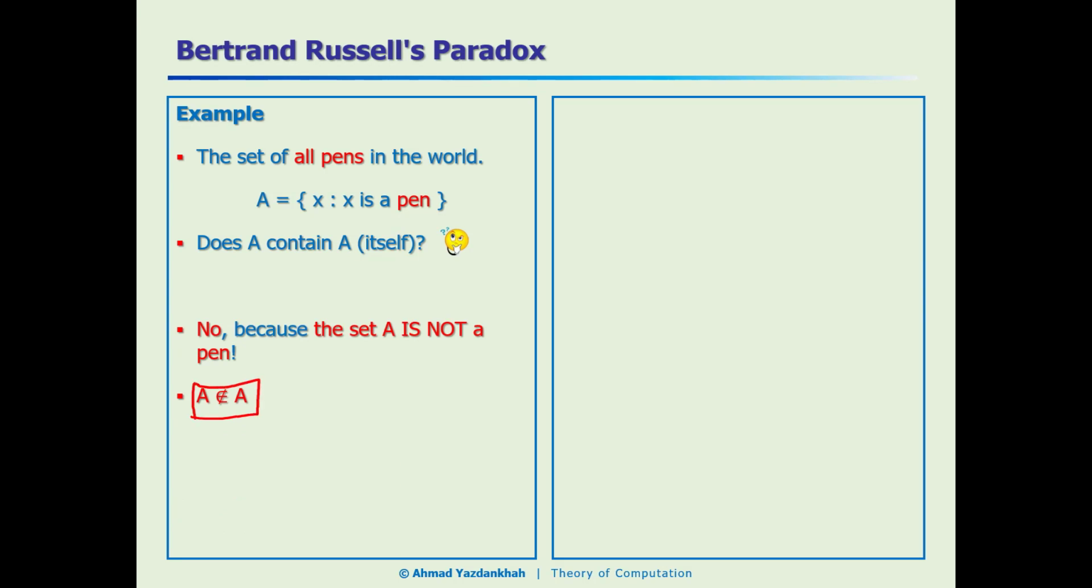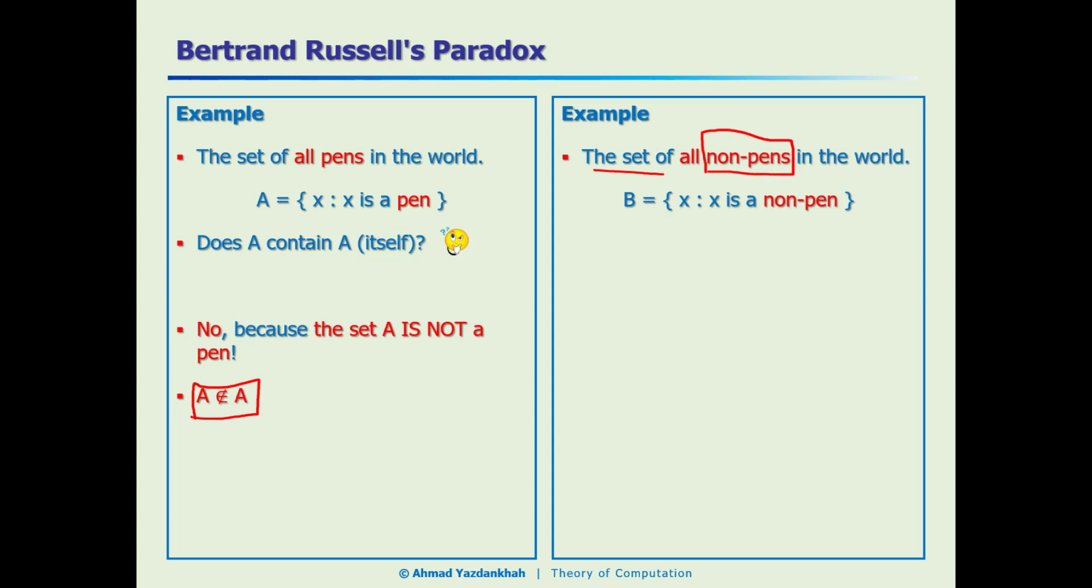All right. To clarify this, let me take another example. The set B of all non-pens. If everything is a non-pen, we collect them in this set. For example, cars. Car 1 is a non-pen, right? Car 2 and all of the other cars. And then let's say balls. Ball 1, ball 2, all of the balls are non-pens.